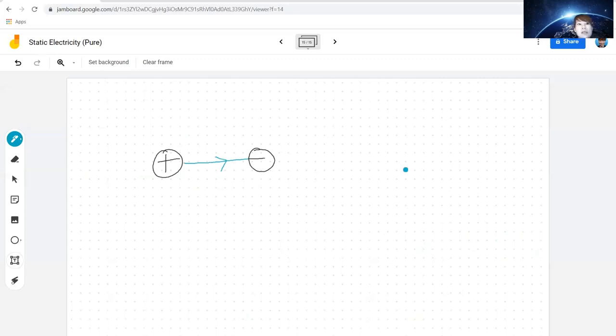How do I know? Again, take a positive test charge. When you place a positive test charge right here, you know that it will be repelled from the positive and it will be moving to the right towards the negative. So you realize the electric field lines represent that.